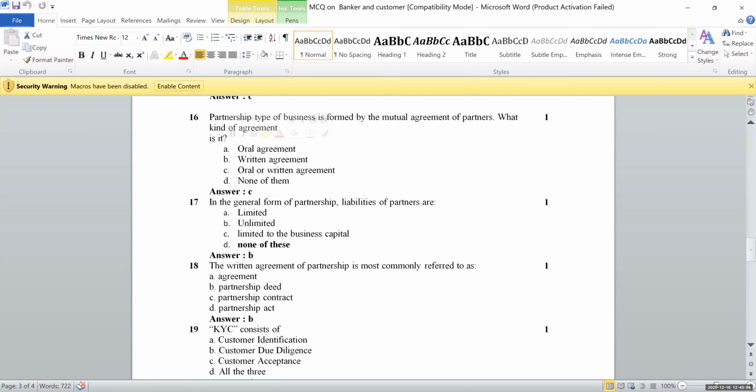Then in the general form of partnership, the liability of partners is unlimited. Normally the liability of a partnership business is unlimited, but the liability of companies is limited to the extent of the shares held by them. But in general, the liability of partners is unlimited. Next, the written agreement of the partnership is most commonly referred to as the partnership deed. As I already said, the agreement may be oral or written. Normally the agreement is written, and if the agreement is written, it becomes the partnership deed.